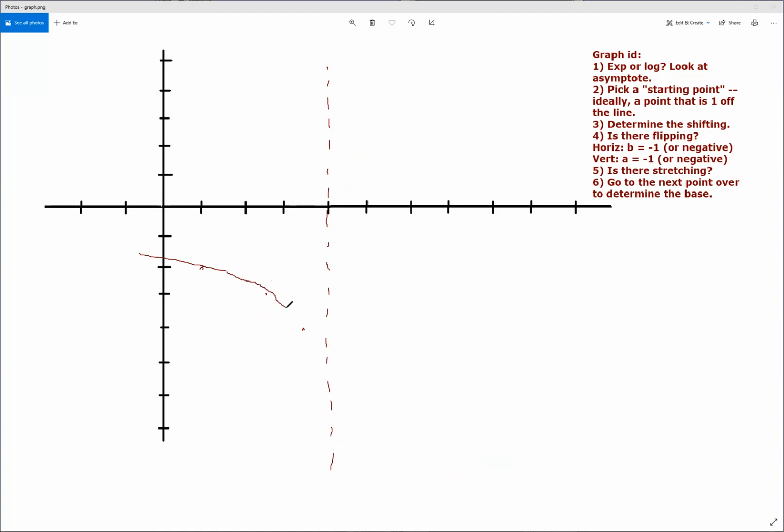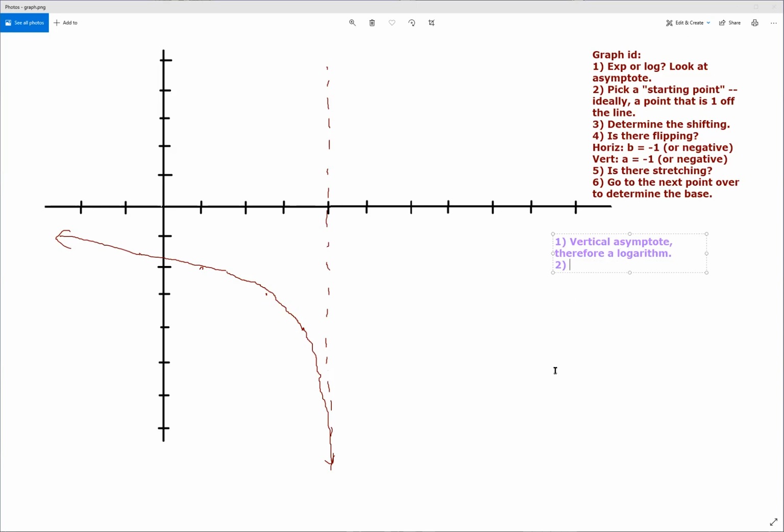And now we're going to try to create this thing. All right, what the bleep is this? Well, step 1, exponent or log. We have a vertical asymptote. Therefore, this must be a logarithm.